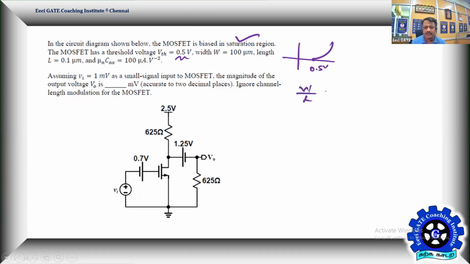So W by L is equal to 100 micro divided by 0.1. Let me check the unit: 100 micro by 0.1 means it is going to be 1000. That's the ratio between the width and length of the channel.